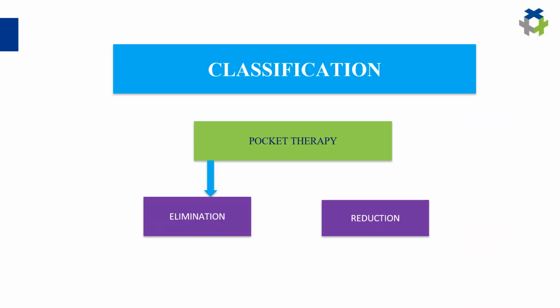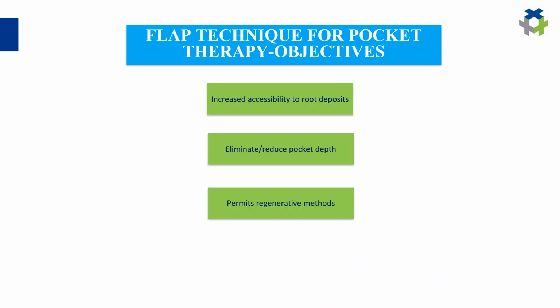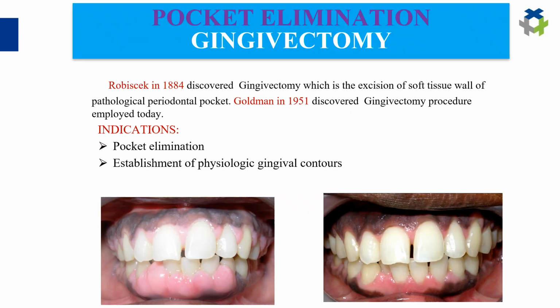Coming on to the classification, that is pocket therapy. Pocket therapy with flaps can aim at elimination or reduction and both allow for regenerative procedures and better access to deposits. So these are the objectives of flap technique for pocket therapy. Pocket elimination by gingivectomy. So Robicsek in the year 1884 and Goldman in the year 1951 discovered gingivectomy.